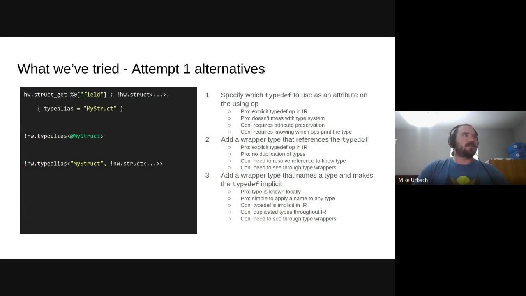So we talked about different things. One is, put an attribute. We could have that attribute on the operation to say which typedef to use for the type of this operation. That gets a little weird because, first off, we have to make sure that attribute's propagating. And second off, it's not clear which operations actually need this attribute. It has to do with what operations are actually going to be emitting the type at the end of the day.